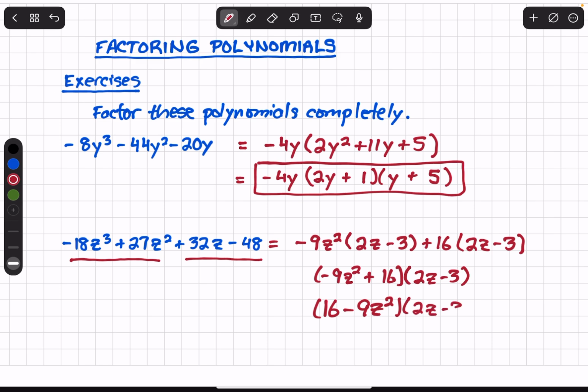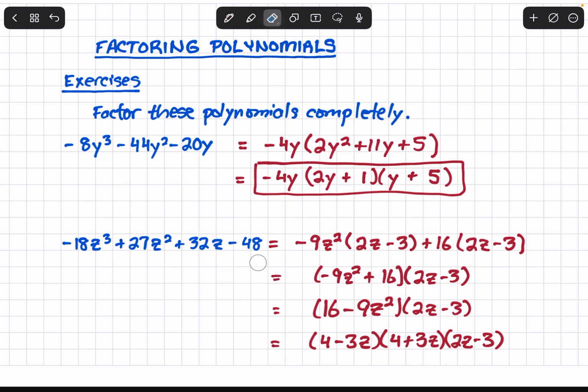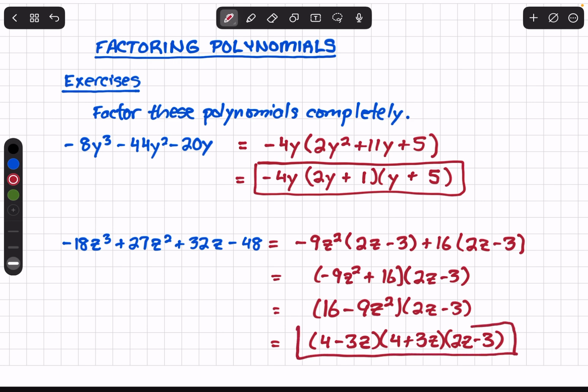And I have a way of factoring the difference of 2 squares. I can write this as 4 minus 3z and 4 plus 3z. Now I know exactly what this second polynomial is made out of. Factoring by grouping sometimes allows you to identify smaller pieces that you recognize.